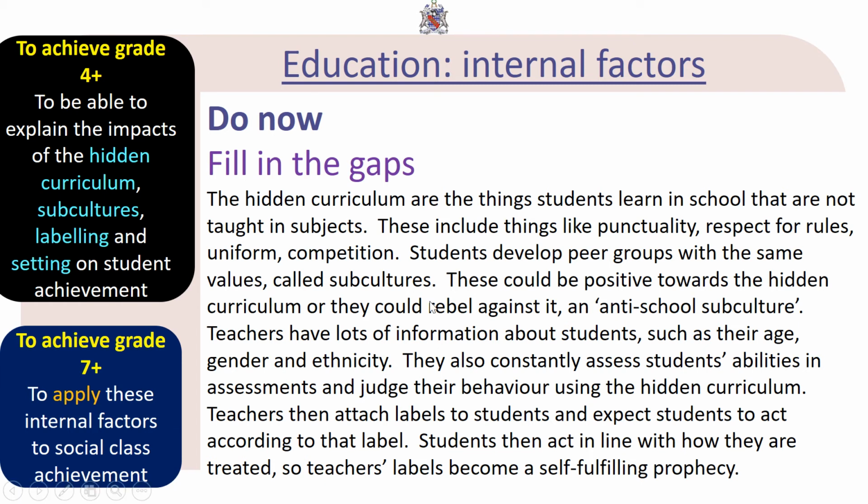Then we looked at labelling. Teachers have lots of information about students, such as their age, gender, and ethnicity. They also constantly assess students' abilities in assessments and judge their behaviour using the hidden curriculum. Teachers then attach labels to students and expect students to act according to that label. This is something that we'll come across in a multitude of topics, most notably the crime topic. Students then act in line with how they are treated, so teachers' labels become a self-fulfilling prophecy.